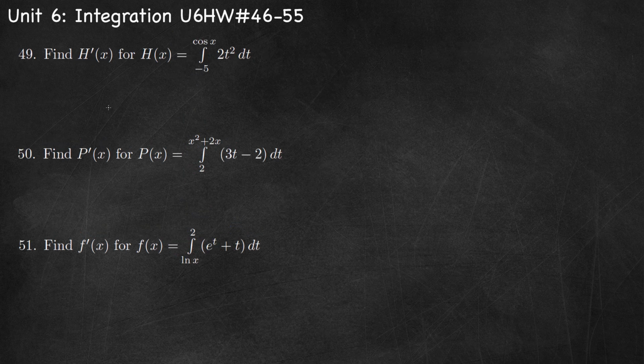Number 49, we want to find h prime of x if h is the integral of 2t squared dt from negative 5 to cosine x. So we're going to sub in our upper limit of integration in for the t and then multiply by the derivative of cosine x.